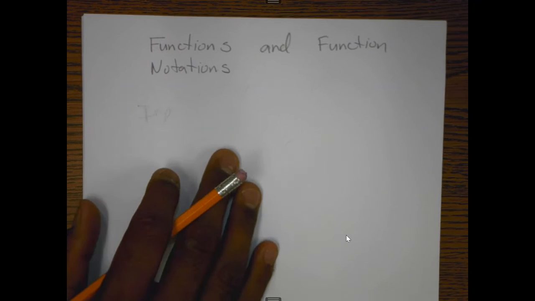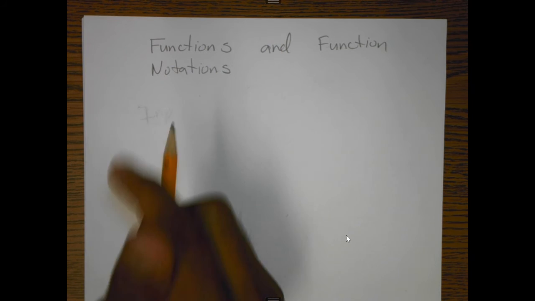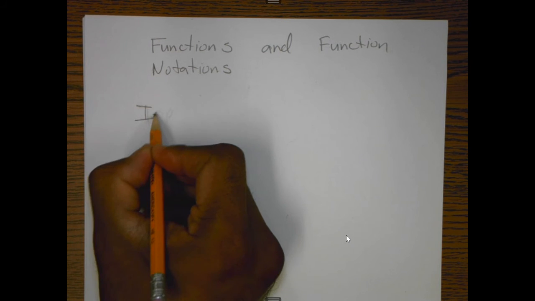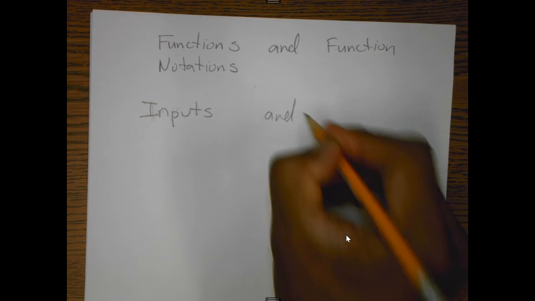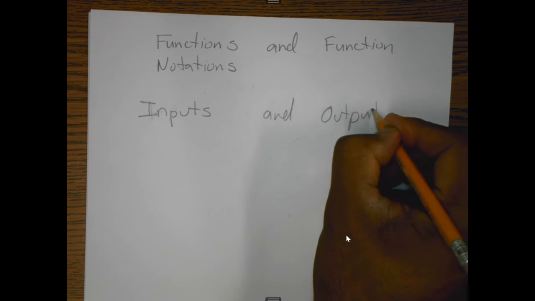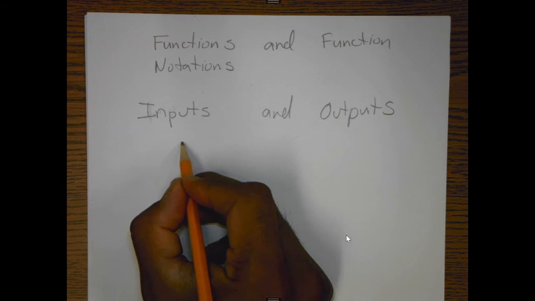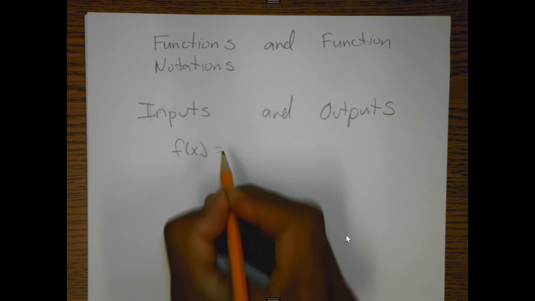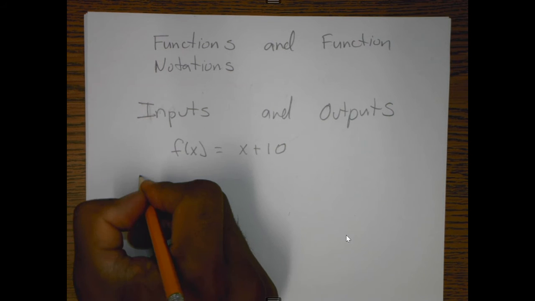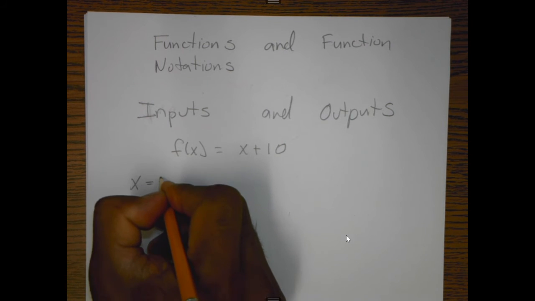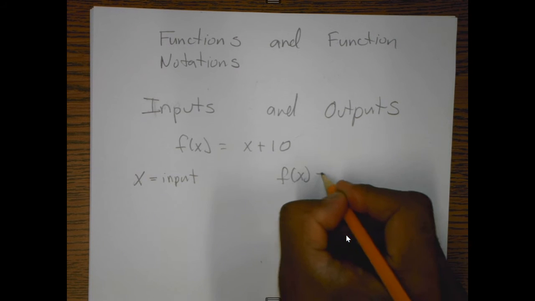All right, we're going to look at functions and function notation. What we have to understand about functions is that they have two major components that we need to look at: inputs and outputs. You see this function notation where you get f of x equals x plus 10. You might see something like that. The x is equal to the input, and the f of x is the output.